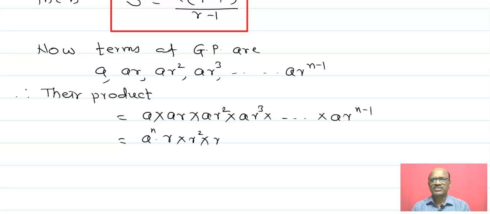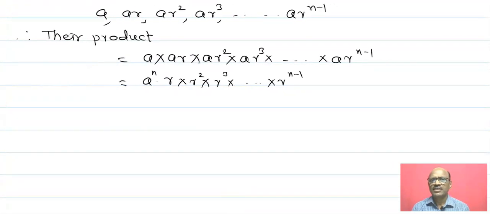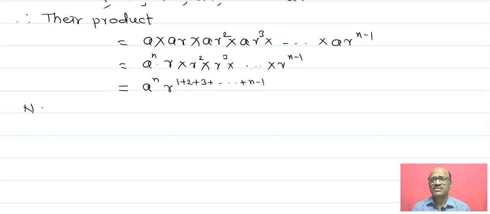Now in the multiplication, A is repeated n times, therefore it becomes A raised to n, and R into R square into R cube up to R raised to n minus 1. Now see this, that is A raised to n, R raised to 1 plus 2 plus 3 plus up to n minus 1.